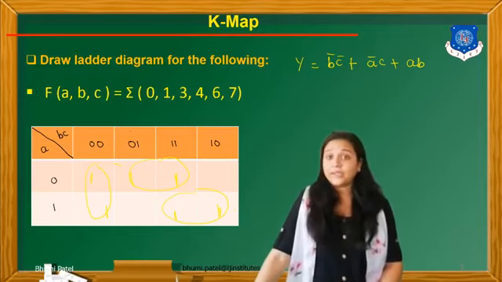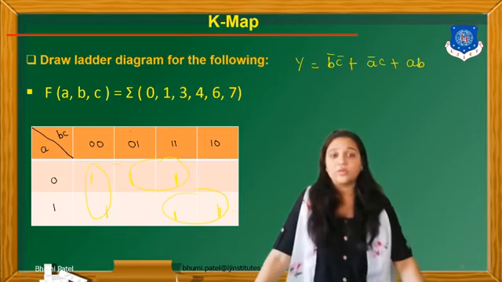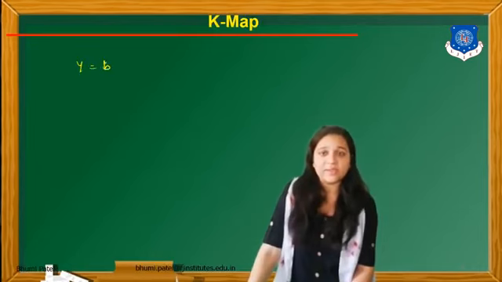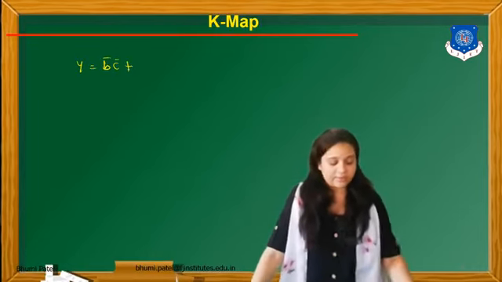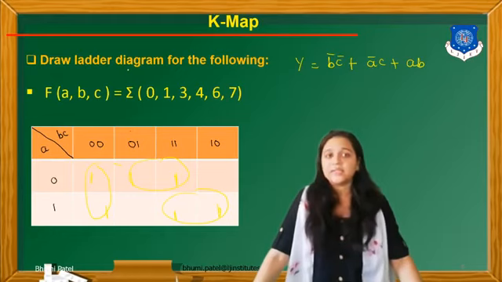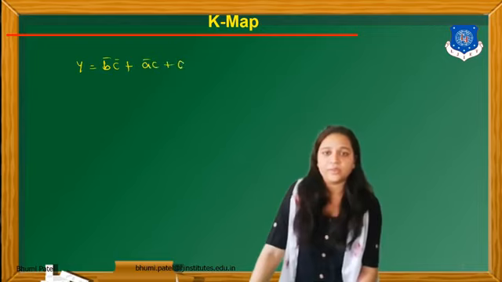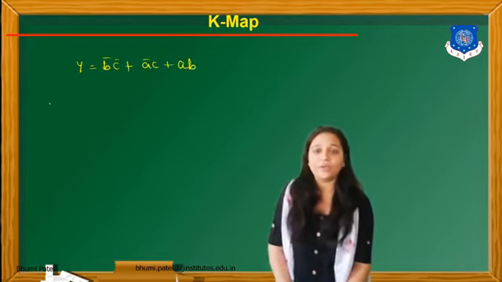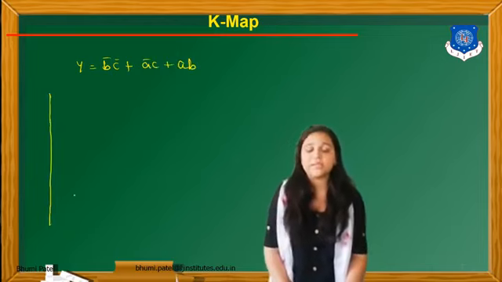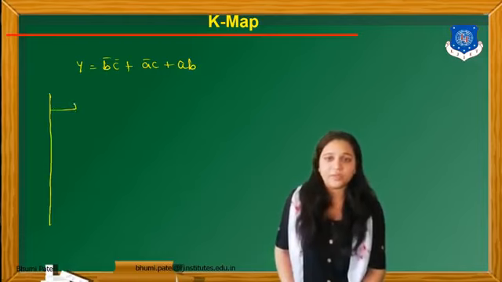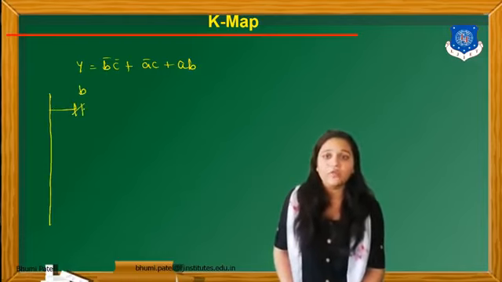Now our target is to draw the ladder logic diagram for this particular function. So write down the equation again: Y is equal to B bar C bar plus A bar C plus AB. Simply, we have to draw the ladder logic diagram using series and parallel connections. B complement and C complement are in multiplication, so we put a normally closed contact for both inputs B and C in series connection.